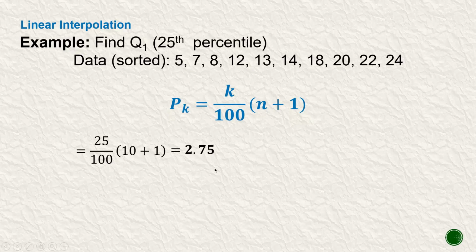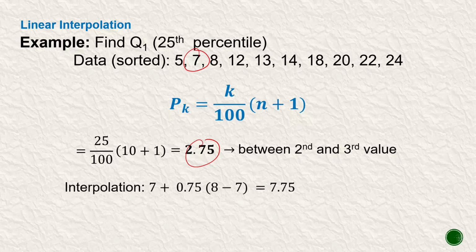2.75 is between the second and the third value. So to do the interpolation is going to be 7 plus 0.75 multiplied by the difference of the third and the second value. So 8 minus 7 is 1 times 0.75. It's still 0.75. We will add that to the second value. So the answer is 7.75. And that is our quartile number 1.